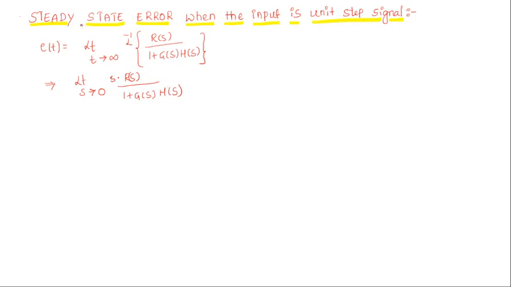Now we are going to take the steady state error when the input is a unit step signal. It is represented as u of t. The u of t has the value 1 when t is greater than 0 and the value 0 when t is less than 0. If you take the Laplace transform of u of t, it is nothing but 1 by s. You already studied this concept in signals and systems.